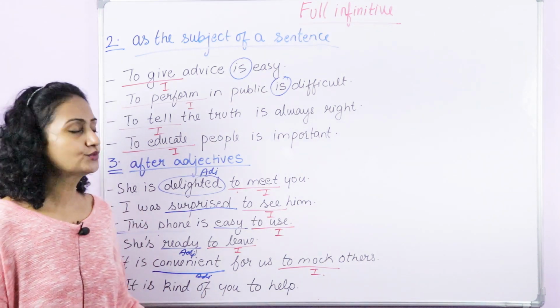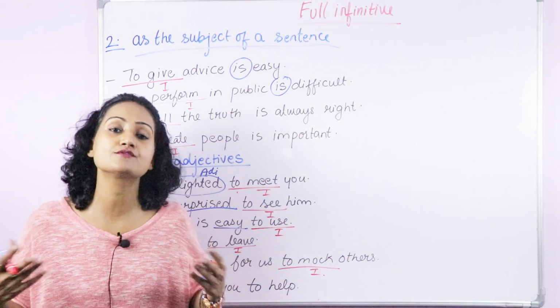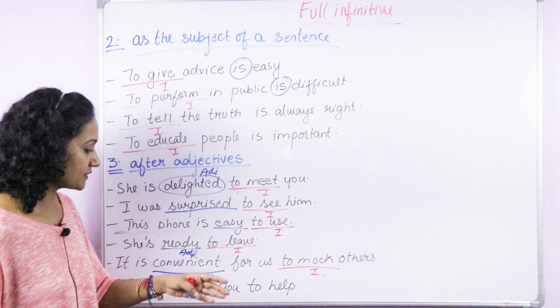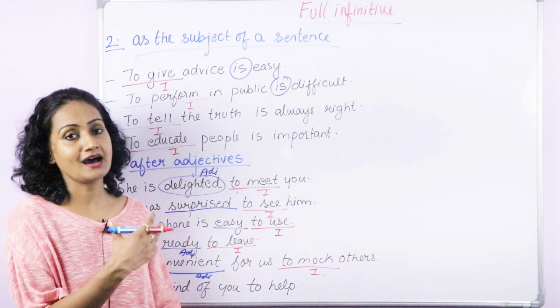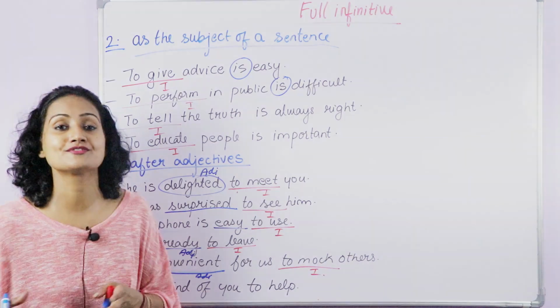It is kind of you to help. It is so stupid of you to invite everyone for the party. So this way sometimes we use the preposition of after the adjective, and sometimes for after the adjective, to show who the adjective refers to.